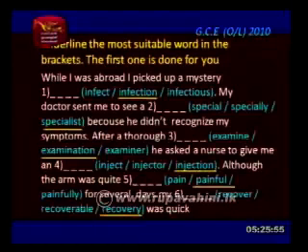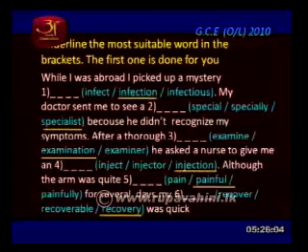So children, now you know that you have to have the knowledge where to use these words with practice. So when you practice more, you will know which word to select. Shall we ask Andrea to read that? Yes, the completed one, Andrea. While I was abroad, I picked up a mystery infection. My doctor sent me to see a specialist because he didn't recognize my symptoms. After a thorough examination, he asked a nurse to give me an injection, although the arm was quite painful for several days. My recovery was quick.